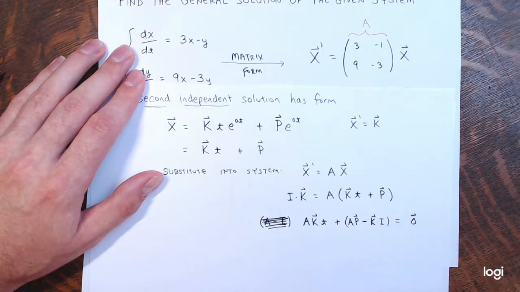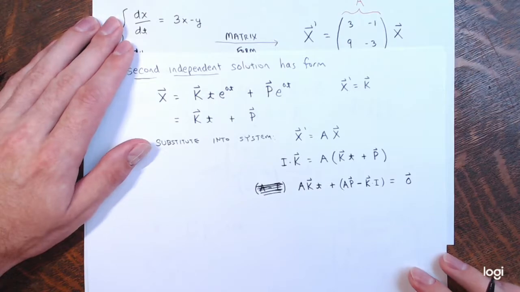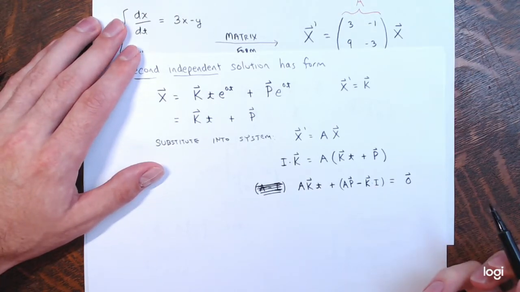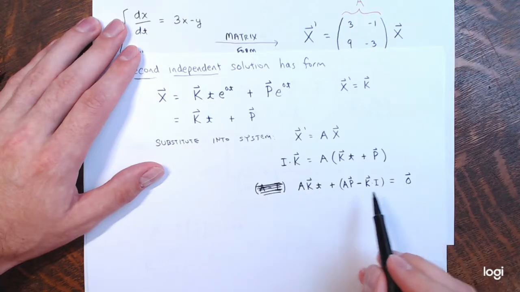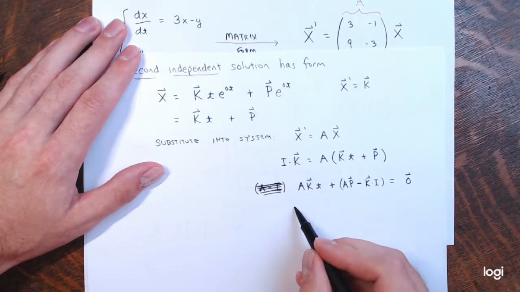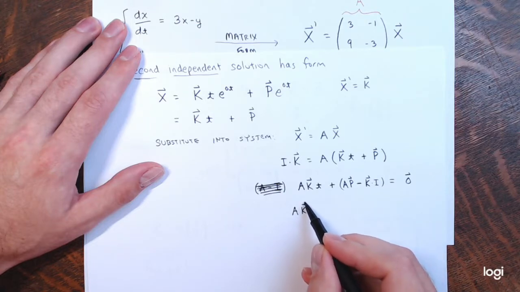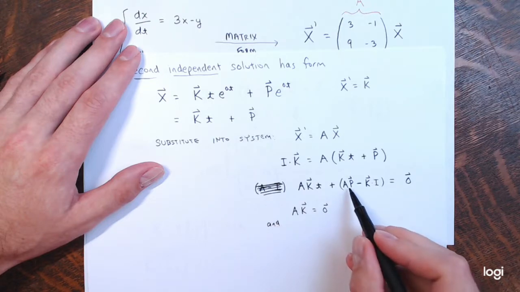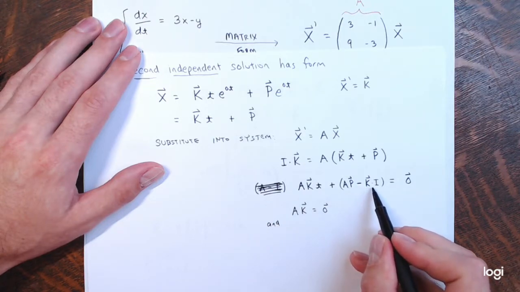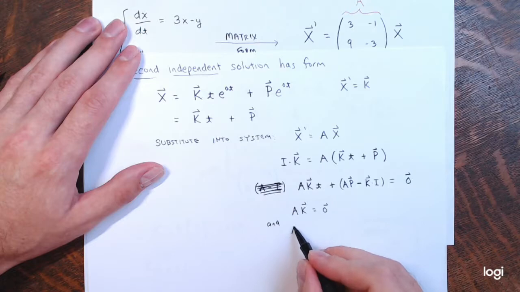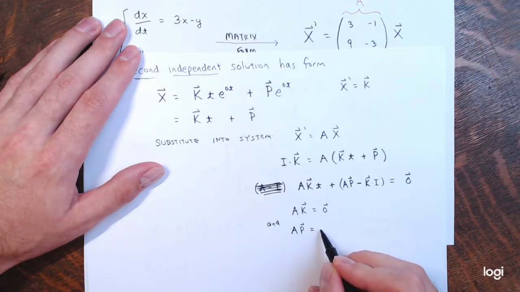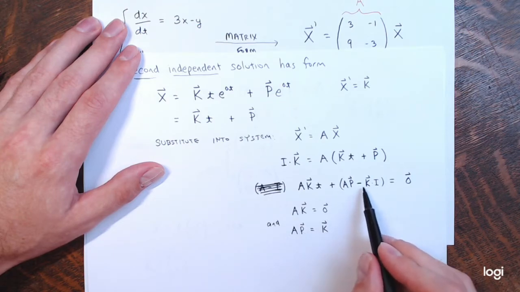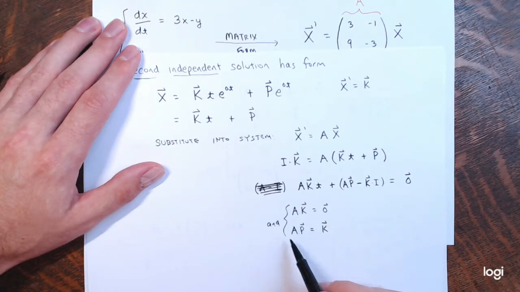Well, I guess I don't even need the k times I. But still, the only way this is going to happen is if I equate coefficients. A times k equals the 0 vector, and A times p minus k equals the 0 vector, so A times p equals k. If A times p is equal to vector k, that would be the 0 vector as well. So I need both of these to happen.